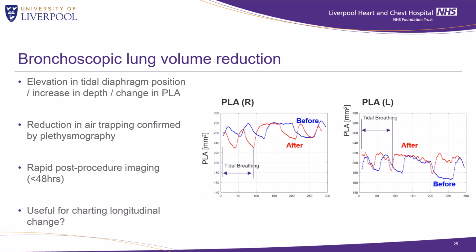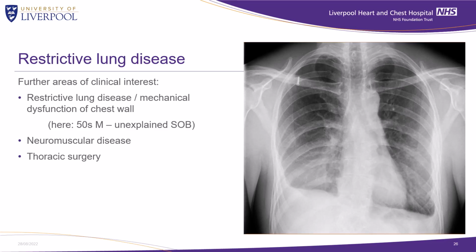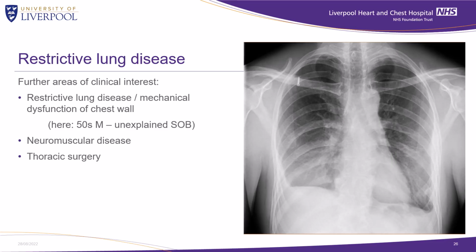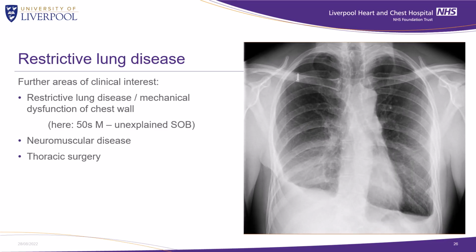We think these changes might be useful for charting longitudinal change as well. There are plenty of other areas of interest to look into, which I can only touch on briefly here. Here's an example of an individual with significantly restrictive spirometry, but a normal transfer factor. A plain chest radiograph was unenlightening other than a right-sided effusion. DDR revealed a significantly limited range of chest expansion, suggesting extrathoracic restriction associated with chronic effusion and volume loss. Other areas of interest might include those of neuromuscular disease and DDR pre and post thoracic surgery.